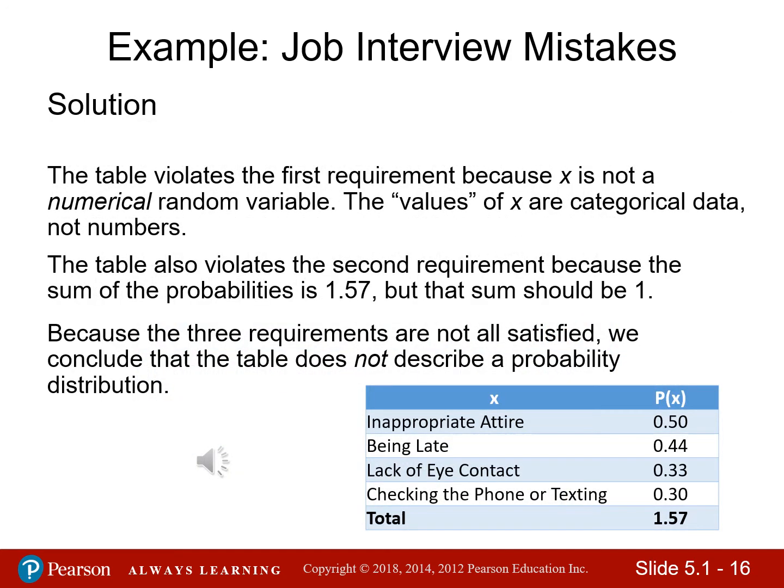The table violates the first requirement because x is not a numerical random variable. The values of x are categorical in this example. They're not numbers. It also violates the second requirement because the sum of the probabilities is equal to 1.57. They really should equal 1 to meet the requirements. Because the 3 requirements are not all satisfied, we would conclude that this table does not describe a probability distribution.